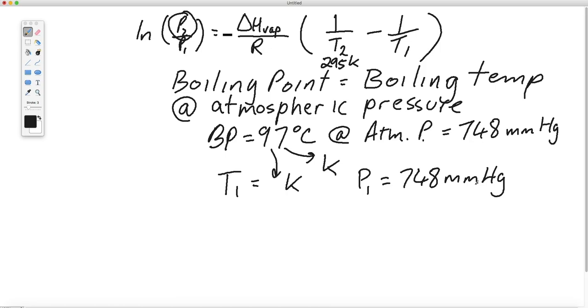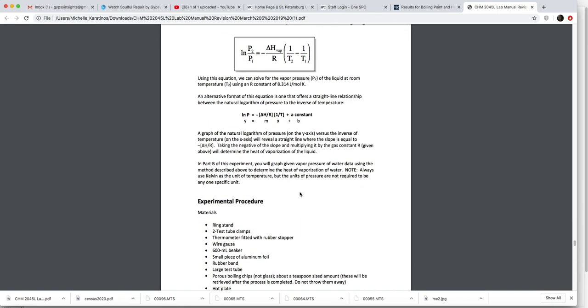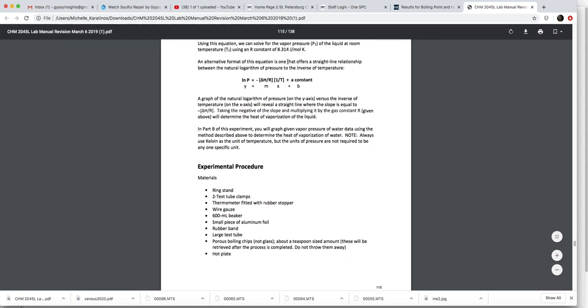So if we've got these as our variables here, then effectively here's what we're doing. We've got log P2 over 748 millimeters of mercury, and that equals delta H vap over R, and then we've got to figure out what delta H vap is. Now we can do that because we're given a bit of information here. This is the Clausius-Clapeyron equation, which you can get from your lab manual.